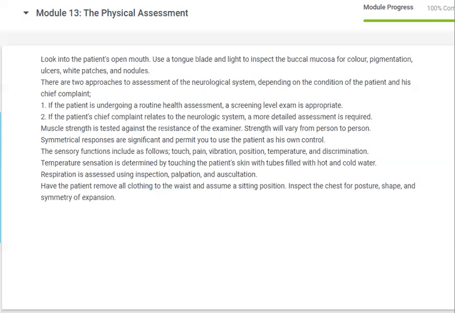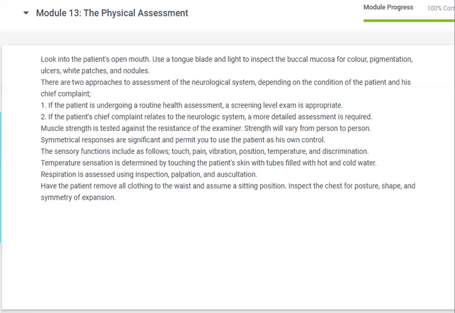Muscle strength is tested against the resistance of the examiner. Strength will vary from person to person. Symmetrical responses are significant and permit you to use the patient as his own control.